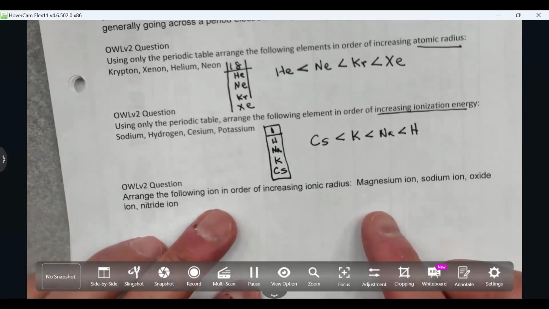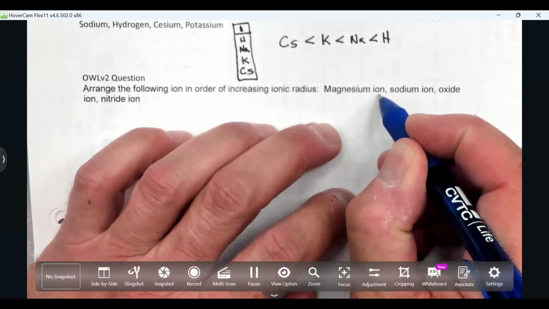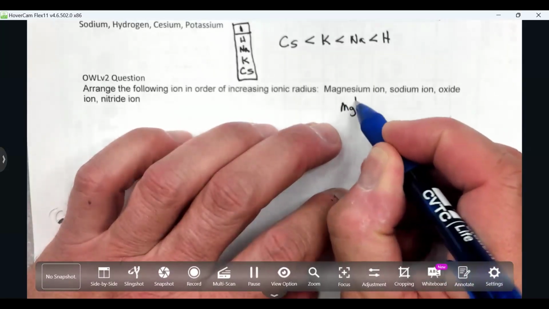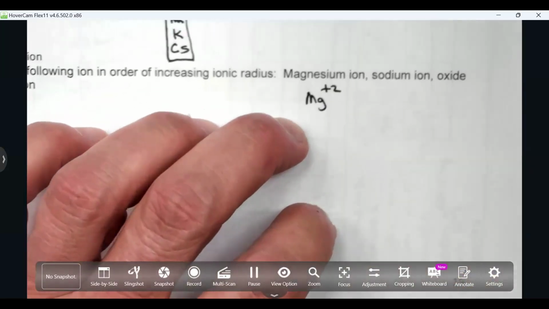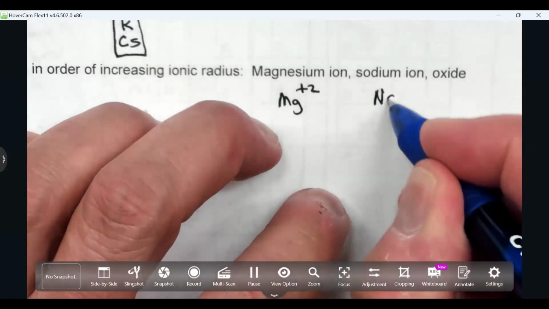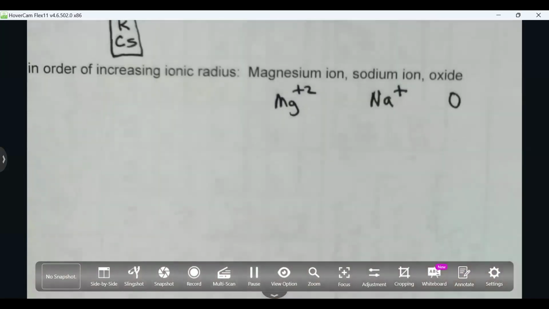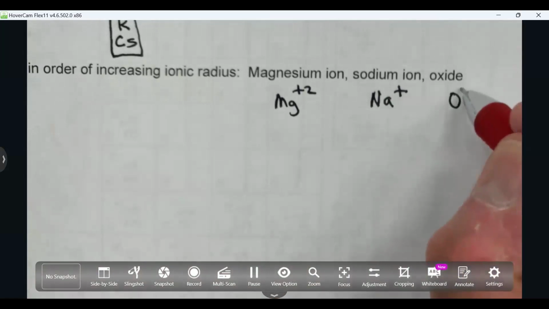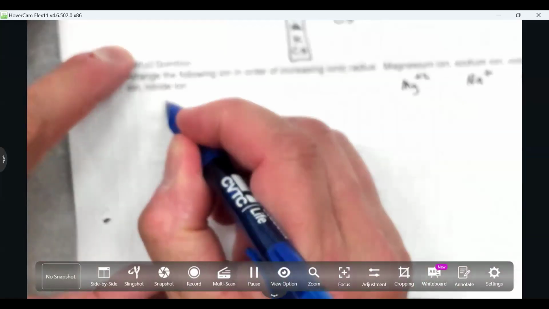Now it says arrange the following in order of increasing ionic radius. So this Mg, or magnesium, that's magnesium +2. Sodium ion, Na+. Oxide ion would be O minus 2. And nitride ion would be N minus 3.